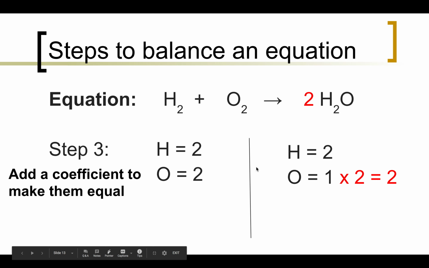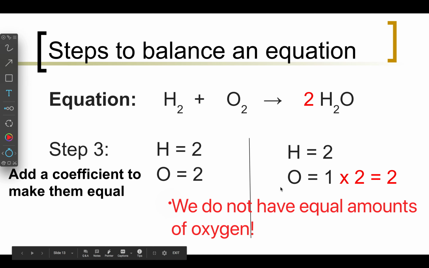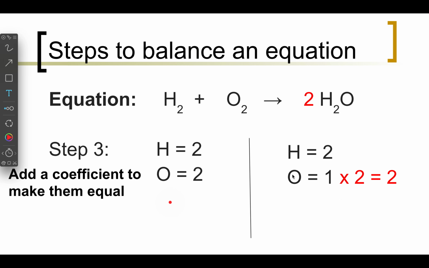So what we want to do is figure out how we can make our oxygen equal. To get 1 to equal 2, sorry guys, we need to multiply 1 by 2, and then we have 2. So once we get there, this is just showing that step, so we can cross this off, and now we have 2 oxygen and 2 oxygen, they're equal.